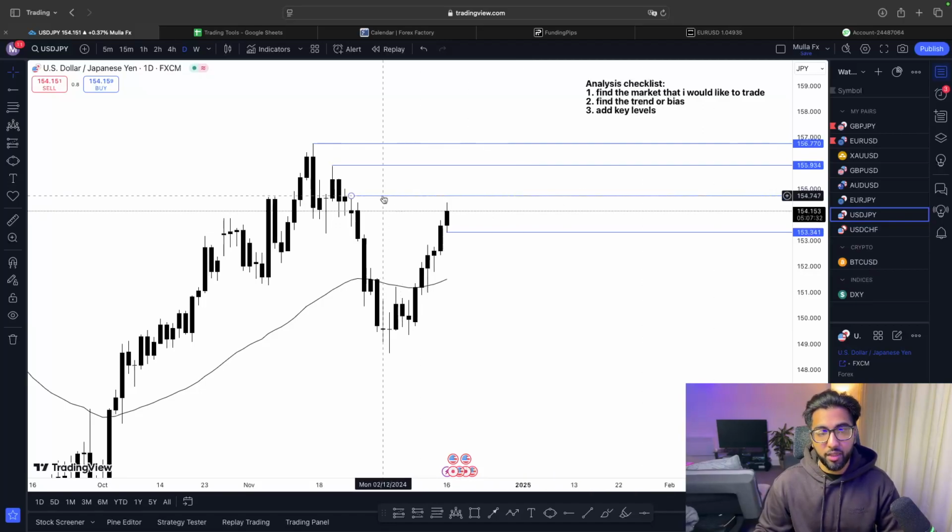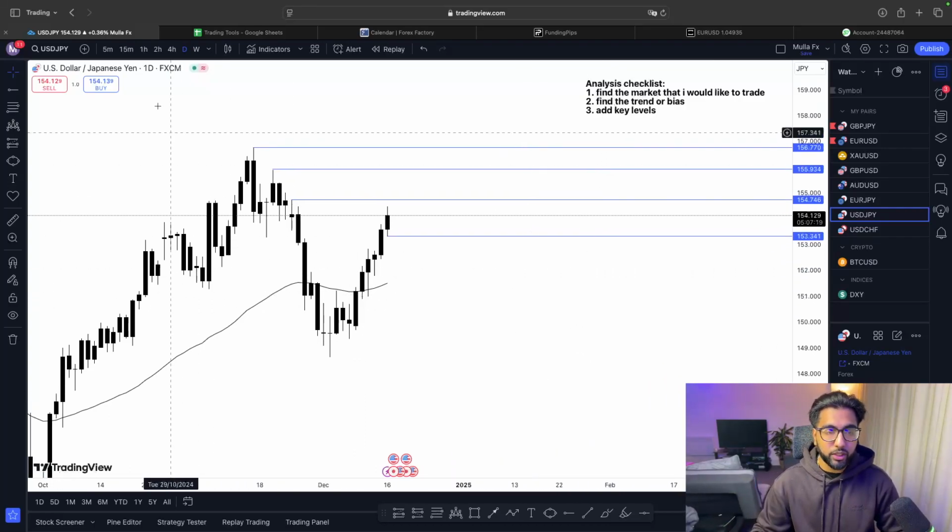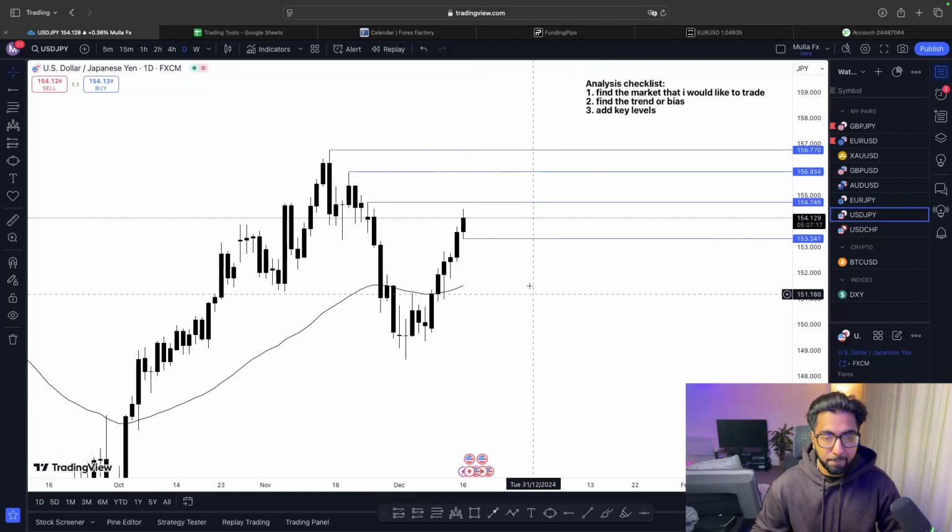As you can see, this high was 154.746. This high was here, 155.934. This high right here was 156.770. Like, they're not memorable numbers, they're not round numbers, so they're not really numbers that you like to see. So I've got my bias.